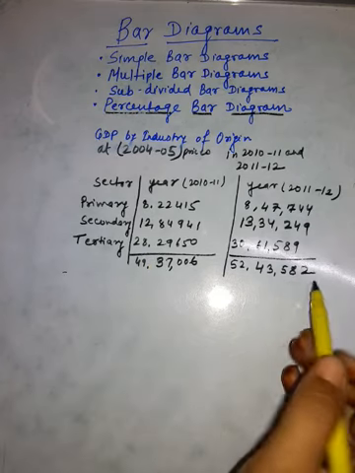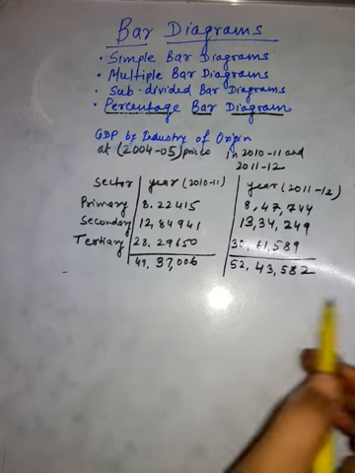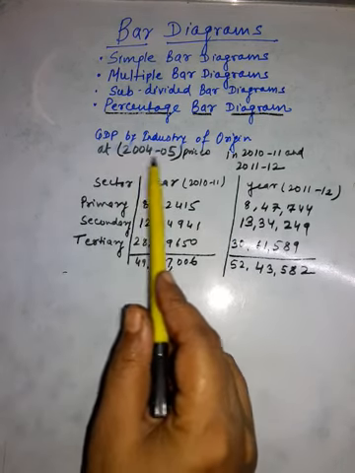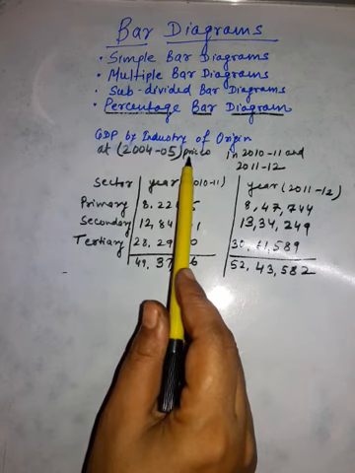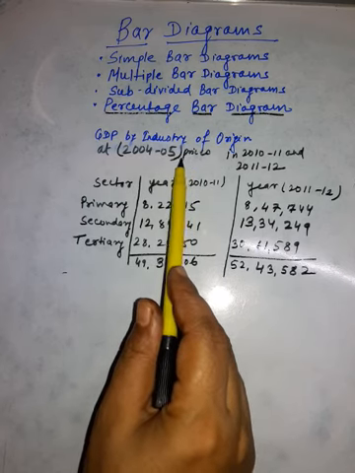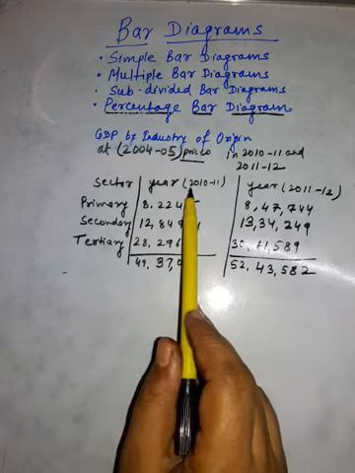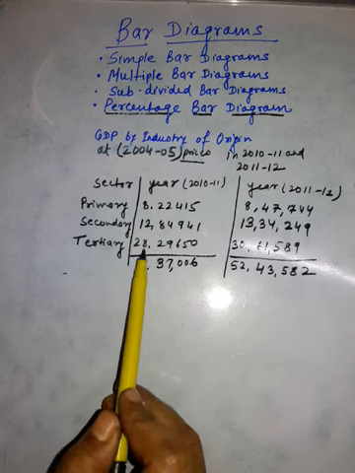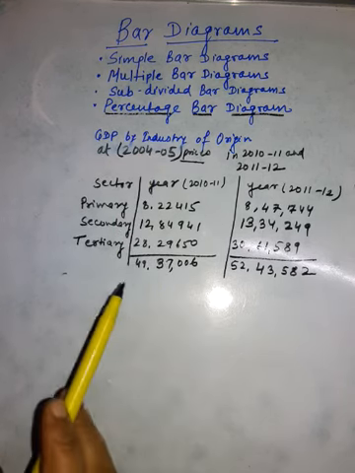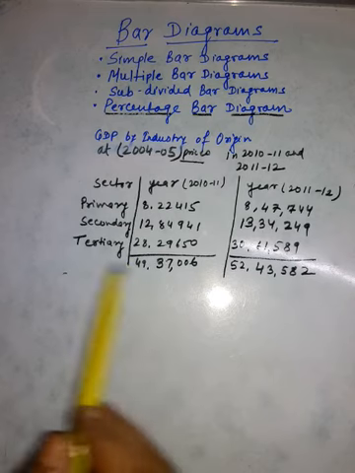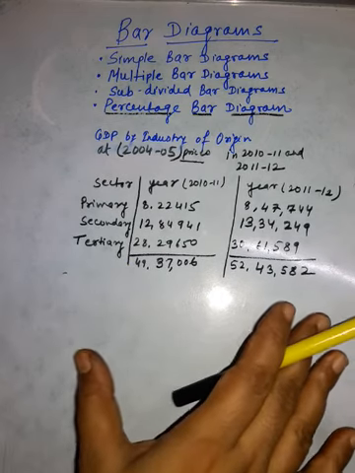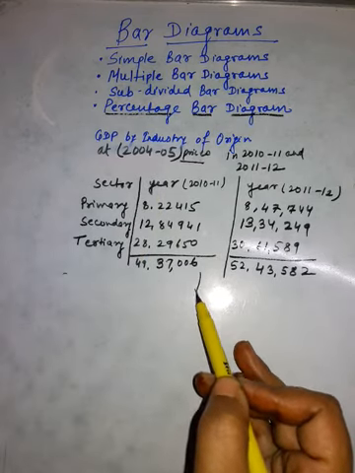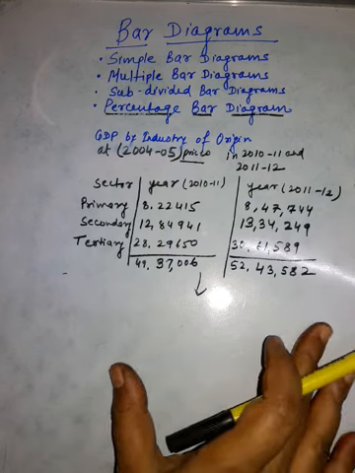here one imaginary, hypothetical data is given: GDP by industry of origin, where 2004-5 is the base year, and data is given for 2010-11 and 2011-12 of the primary, secondary and tertiary sectors by industry. Now this is the data and we have to show it in a percentage bar diagram. The first thing we have to do is convert this data into the form of percentage.